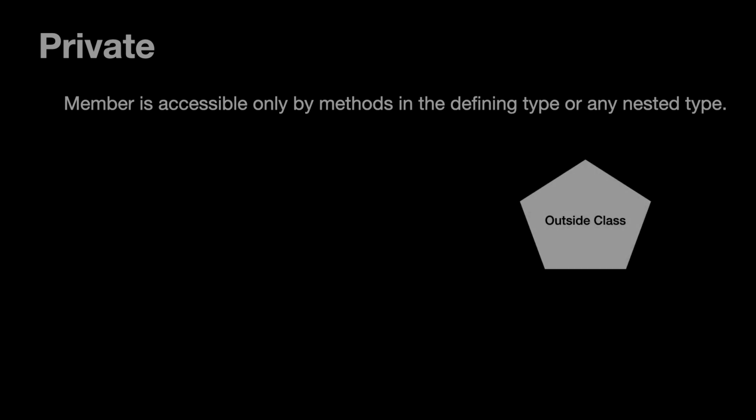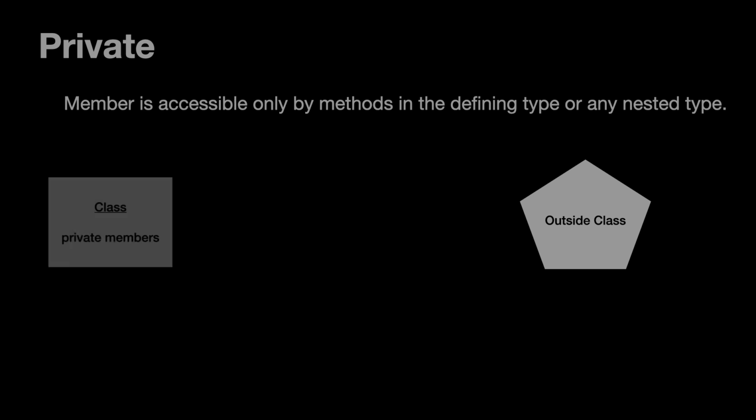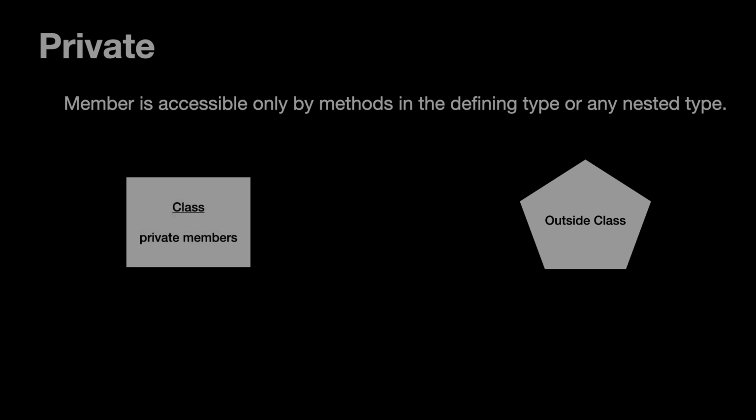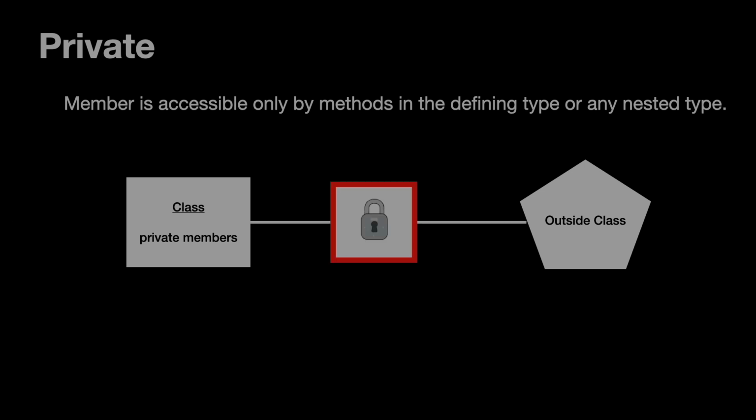As mentioned, we can take an example. We have an outside class and one class where some members have been defined as private. The outside class cannot access these private members. So this is the meaning of private. As its name says, it is private to the class.